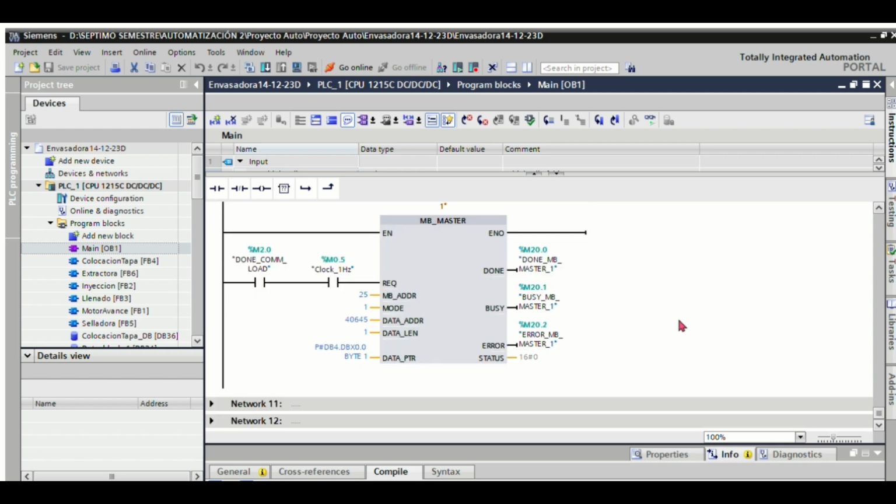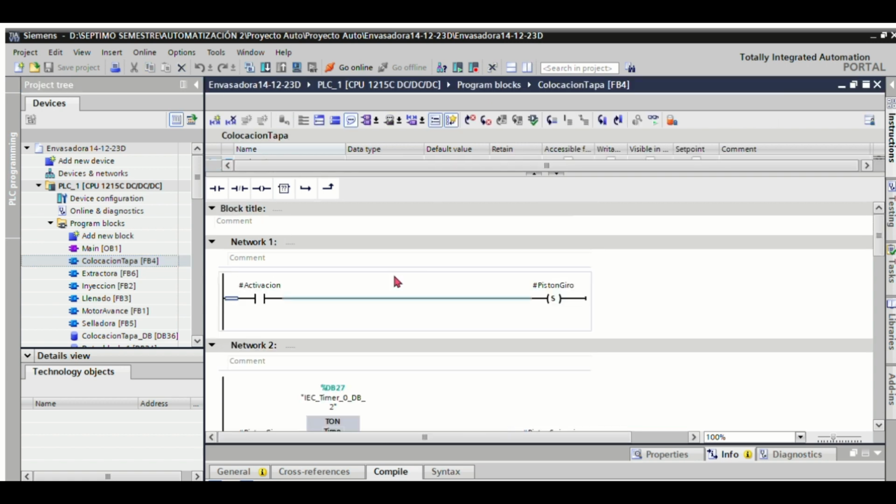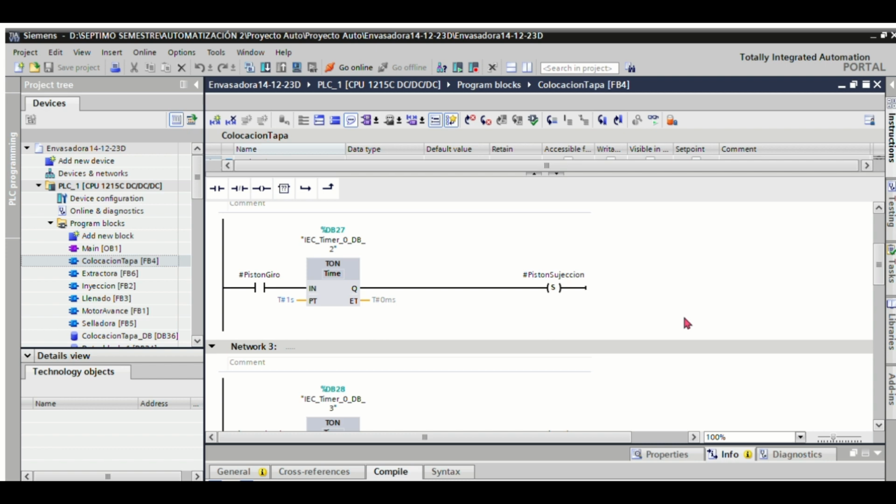Finally, there is programming to ensure the oscillator does not activate if no cap is detected. A 2-second timer introduces a delay that aids the operation. For the cap placement, when the piston activates, it rotates.